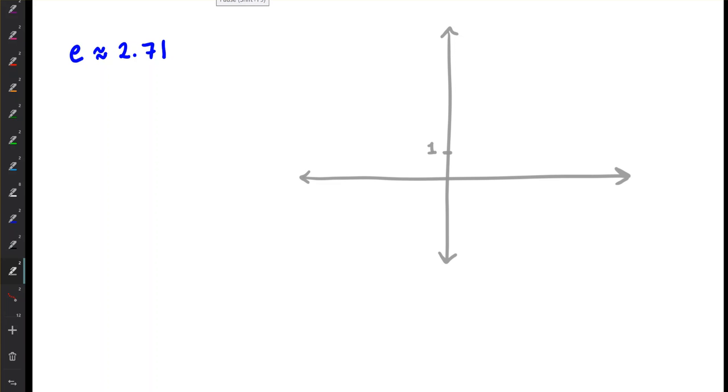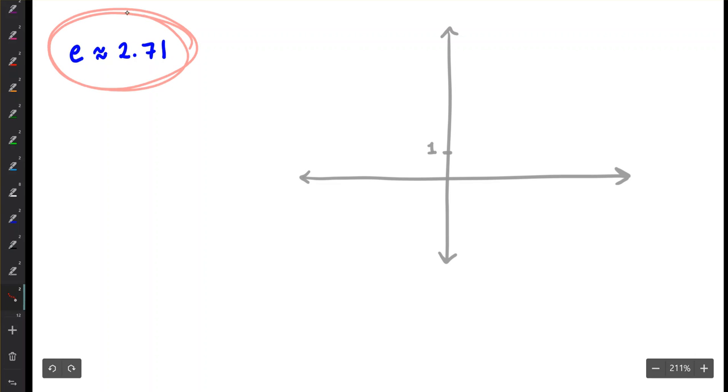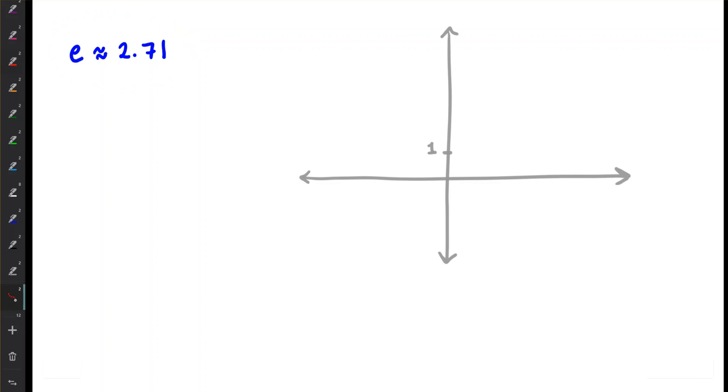In this video, we're going to talk about what the natural log is in preparation for helping you with some of your 12.5 homework. Before we get into this, I want to remind you what e is. e is a number about 2.71, and it's a number that lives between 2 and 3.